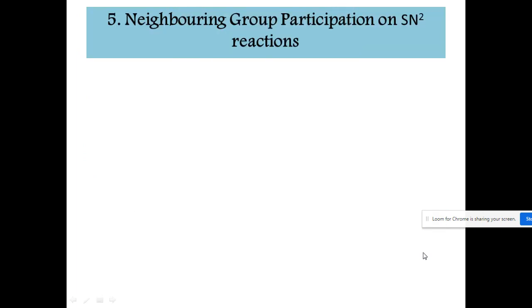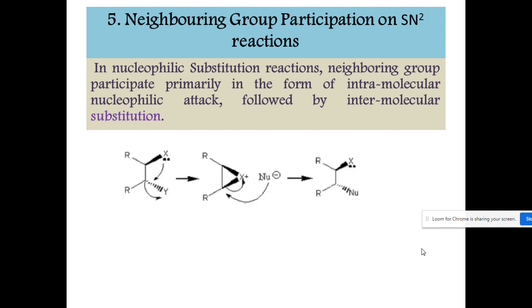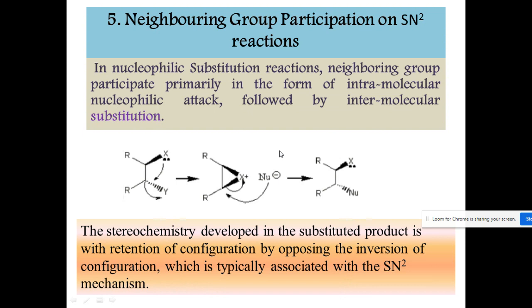Now neighboring group participation in SN2 reaction. In nucleophilic substitution reactions, the neighboring group participates primarily in the form of intramolecular nucleophilic attack followed by intermolecular substitution. Okay, from this we can understand that the stereochemistry developed in the substituted product is retention of configuration, opposing the inversion of configuration which is typically associated with the SN2 mechanism.